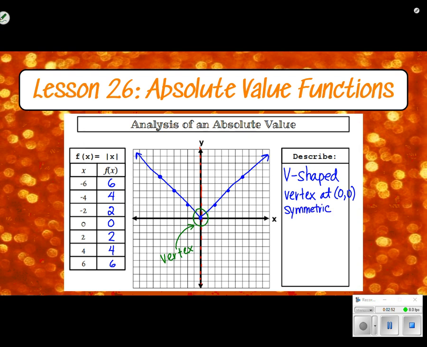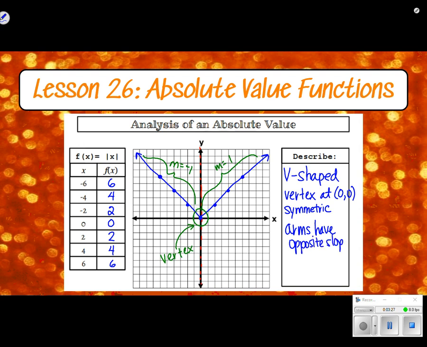And then you should probably look at the slope. I want you to compare the slope on the right versus the slope on the left. On the right we go up 2, right 2, up 2, right 2. 2 over 2 is 1, so we've got a slope of 1. On the left we go up 2, left 2, up 2, left 2. That's -2, and up 2 is +2. 2 over -2 is -1. So our arms have opposite slopes.